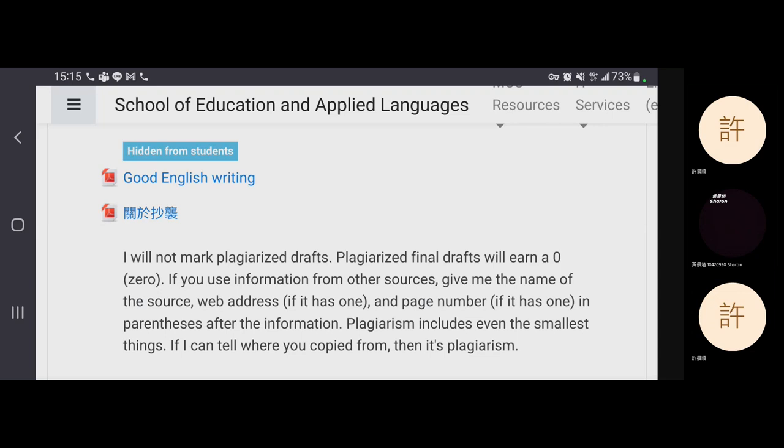If you hand in an essay that has some parts that are plagiarized, so it doesn't have to be that the entire essay is stolen, even if some parts were stolen, I will not mark your essay. If you submit a final draft that has plagiarism in it, I will give you a zero. And the basic standard is, if I can tell where you found it, then it's plagiarism. Questions? Again, just tell me where you found the idea. There's no reason you have to run the risk of failing this course simply because you didn't tell me this came from somewhere else.